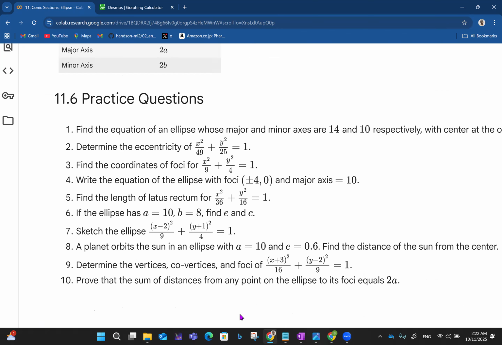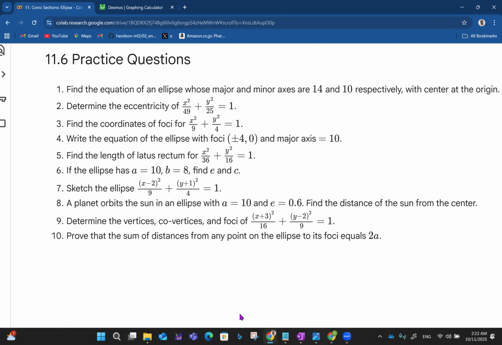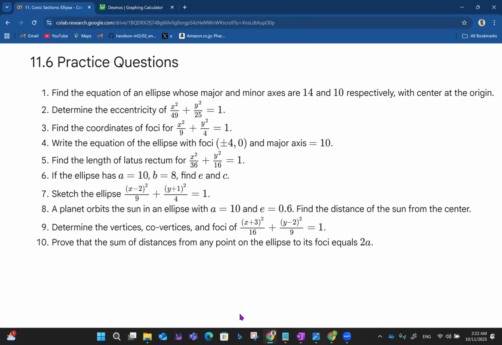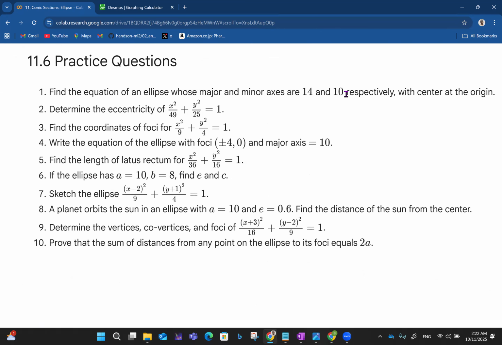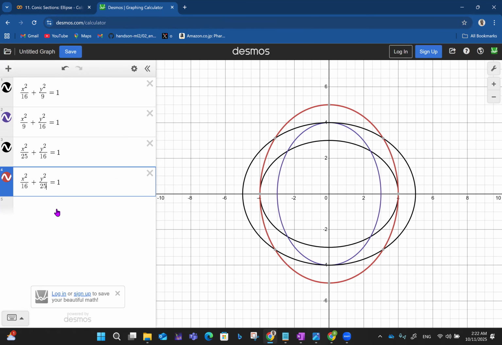So you can try your hands on the following questions. You want to find the equation of an ellipse whose major and minor axes are 14 and 10. Of course, that simply means that 2a is 14 and 2b is 10. So that means a is 7 and b is 5. Okay? So in that case, it's basically what you have next. So that's x squared over 49 plus y squared over 25. Let me just add that.